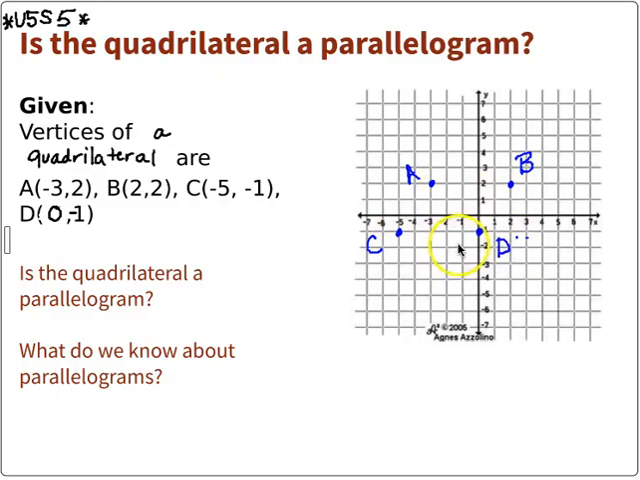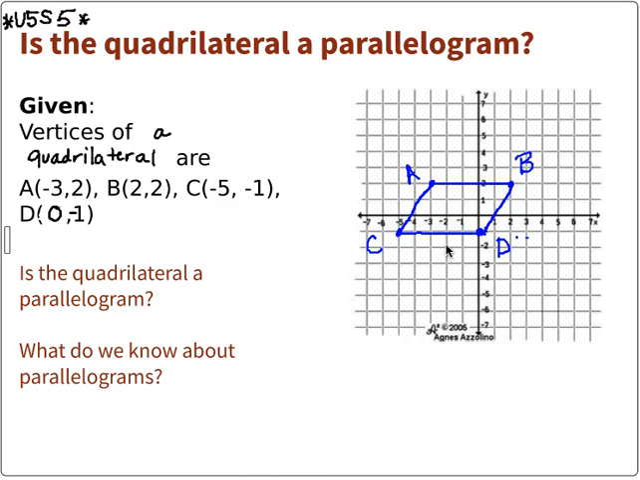So looking at these vertices, we can connect our points. So let's go ahead and connect those. I'm going to do the best I can to do them as straight as I can. It's not super easy all the time with the tool I'm using. So looking at this, it looks like it might be a parallelogram, but we can never assume anything in geometry.